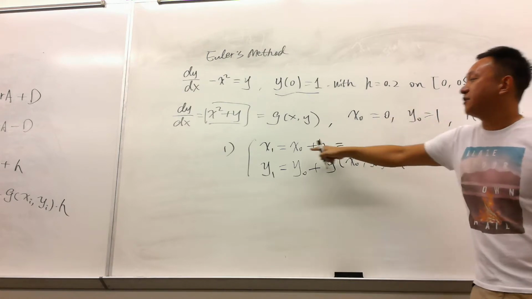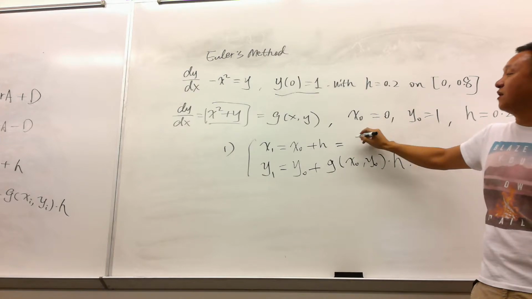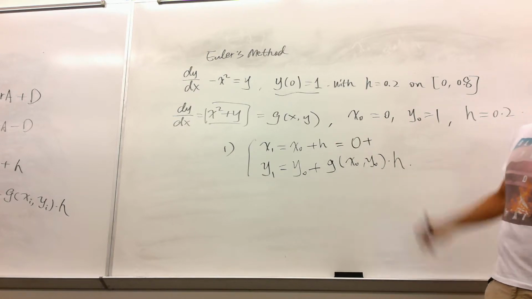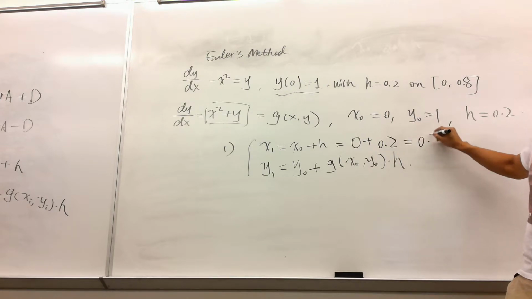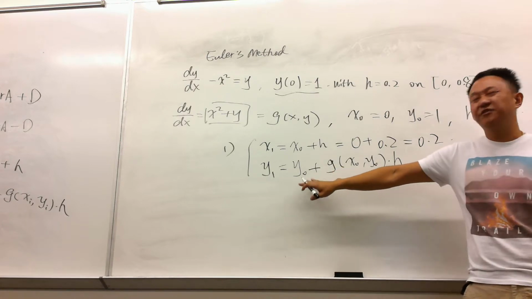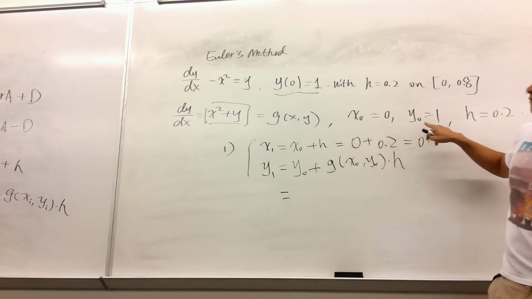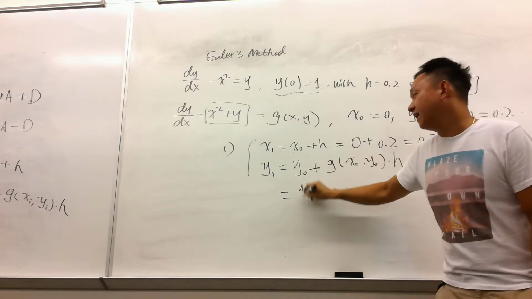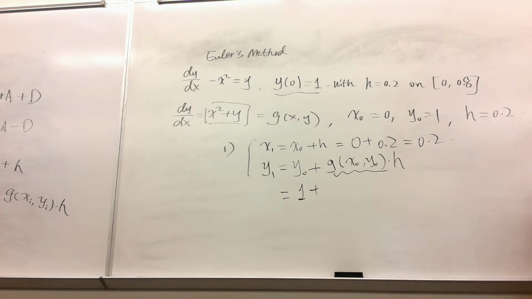x0, as we did in the beginning, equals 0, plus the length of each step h, which is 0.2. So 0 plus 0.2 gives you 0.2. I know a lot of you have no idea what's going on here. y0 is nothing but the y0 you found in the beginning, which is 1, and then plus the function. Plug in x0, y0, then multiply the result by h.